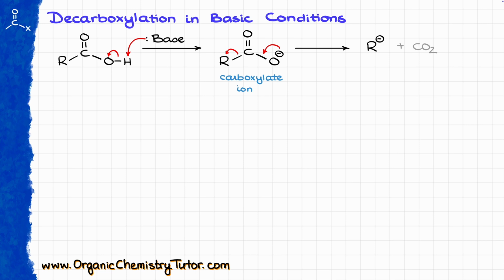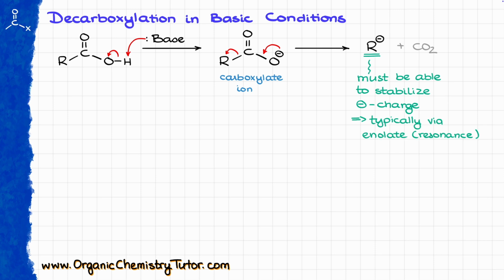Now, the trick here for reactions like that in basic conditions is that this R- should be able to stabilize the negative charge. So just a regular carbon chain isn't going to work here. We need something that should be able to stabilize that negative charge, typically via resonance. So most likely we are going to see examples with enolate ions as a result, or something very similar to them structurally.